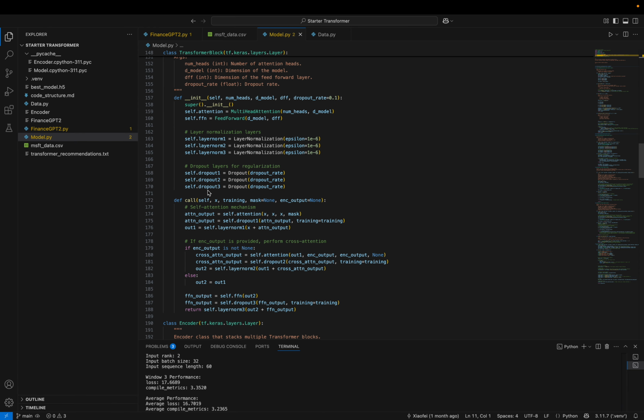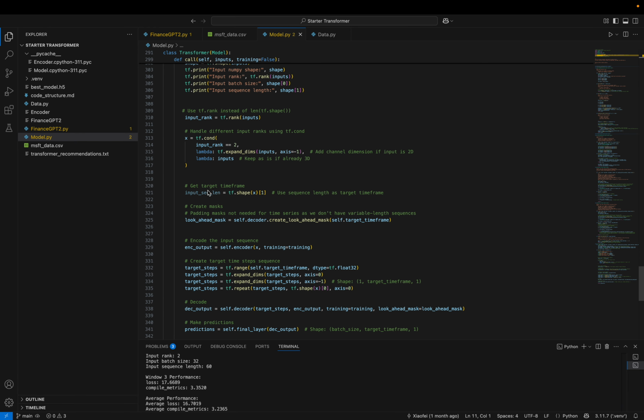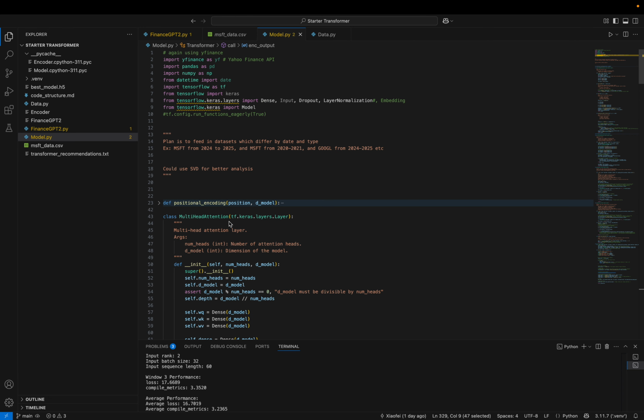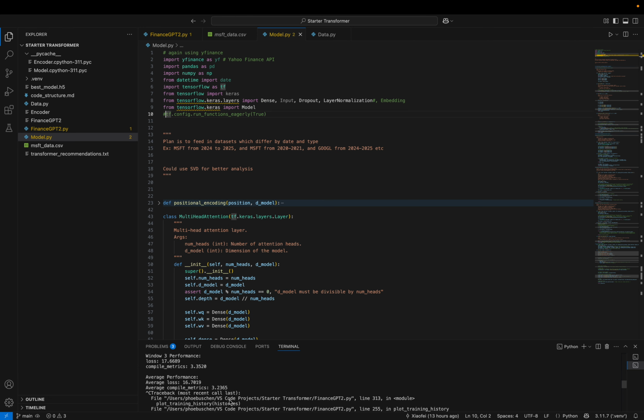and then the problem I've been getting is with this line. Basically, it says as list is not defined for a symbolic tensor. What it means is those empty tensors don't have an as list representation, so the model kind of breaks. But with this line, the model runs, and it has an average loss of 16.70, and an average compile metrics of 3.24.